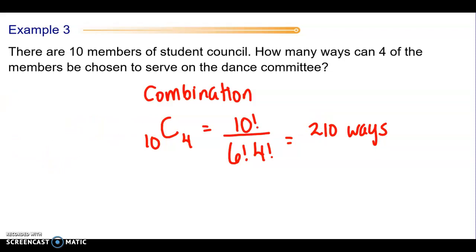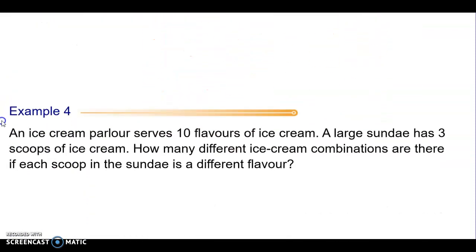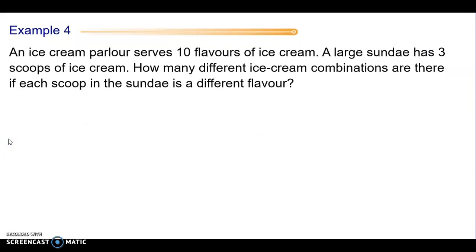Moving along to example 4. An ice cream parlor serves 10 flavors of ice cream. A large sundae has 3 scoops of ice cream. How many different ice cream combinations are there if each scoop in the sundae is a different flavor?